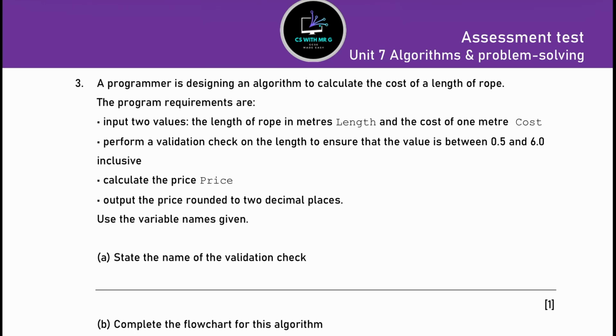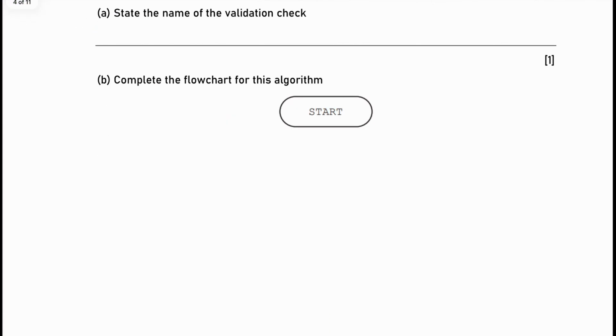Question 3. A programmer is designing an algorithm to calculate the cost of a length of rope. The program requirements are to input 2 values. This will be the length of the rope and the cost of 1 meter. We're going to perform a validation check on the length to make sure that it's between 0.5 and 6. We're going to calculate the price of the rope and then output the price rounded to 2 decimal places. Use the variable names given, so price, length, and cost. I'm going to create this algorithm using a flowchart for a possible 6 marks.